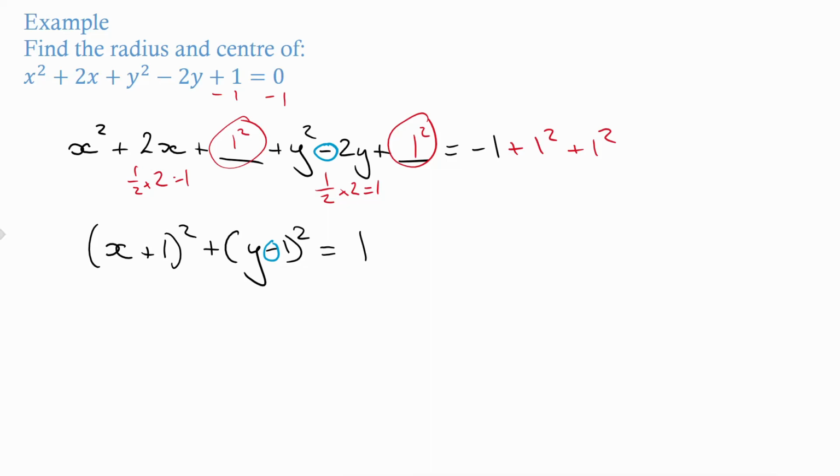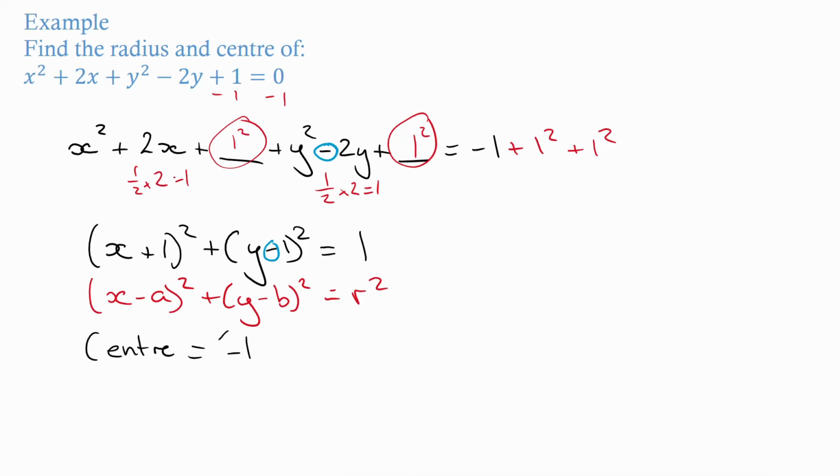Now that I've got it in that form, that looks very similar to if I had something like (x - a)² + (y - b)² = r². So I know that my center is going to be at (-1, 1). And then my radius is going to be the square root of 1, which is just 1.